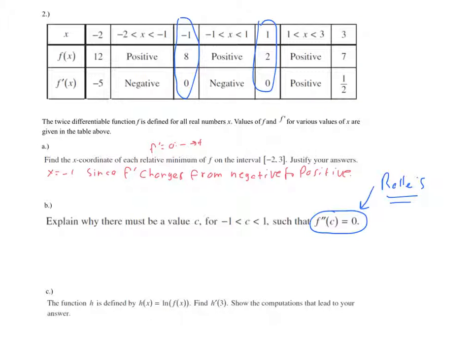And we want to show that the second derivative is 0, so we're going to be comparing the output values of the derivative, and the average rate of change from those output values should be 0. And if we look, 0 minus 0 would be 0. And it says that it's twice differentiable. So f prime is differentiable.